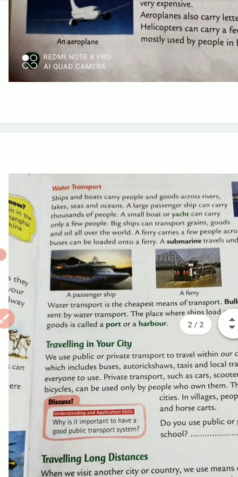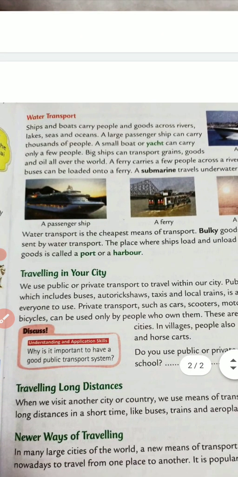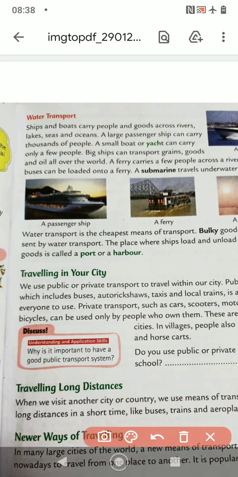The last one is water transport. Ships and boats can carry people and goods across rivers, lakes, seas, and oceans. A large passenger ship can carry thousands of people. Children, here you can see in the diagram, this is the passenger ship. A large passenger ship can carry thousands of people.